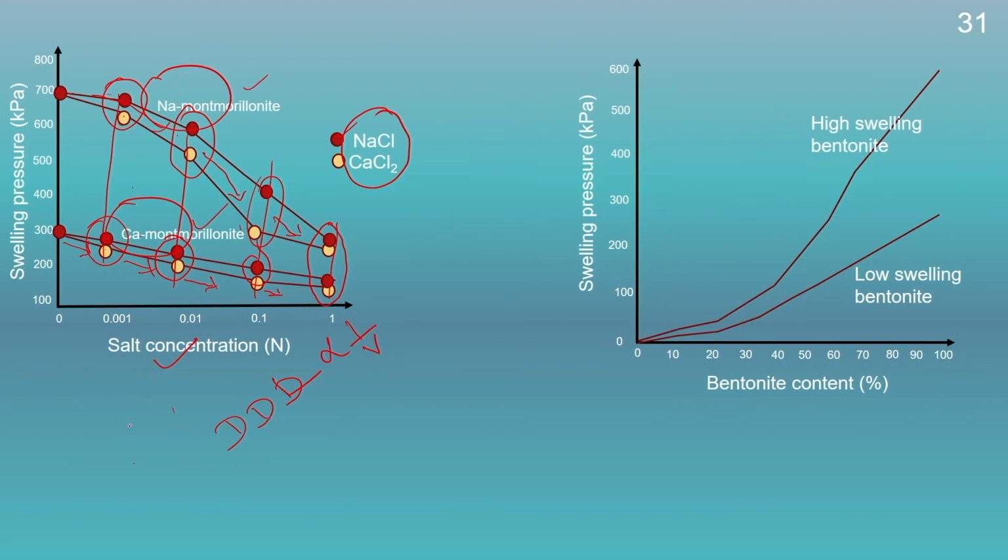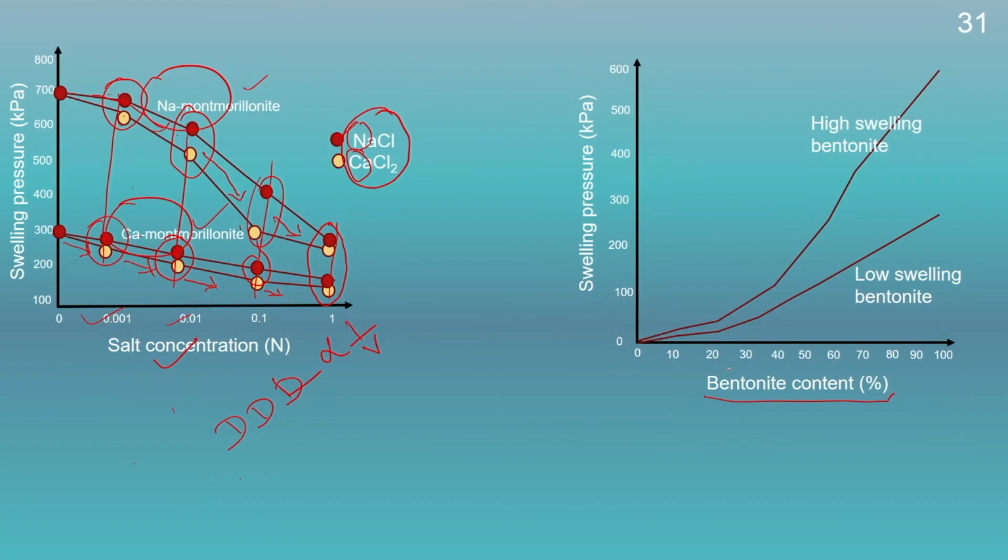Again, the swelling pressure not only depends on the salt concentration, but it also depends on the type or the valency of the cations of the pore fluid. Higher is the cation valency, lower will be the diffuse double layer thickness and lower will be the swelling pressure. And similarly, the sodium montmorillonite will have a higher value of swelling pressure in comparison to the calcium montmorillonite for the same concentration and same type of salt solution.